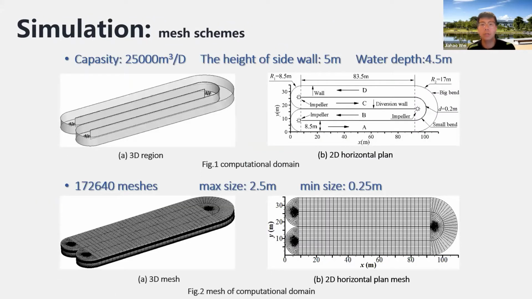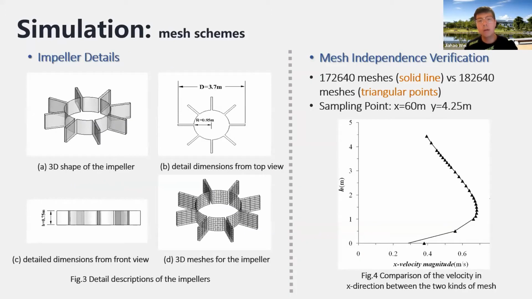Figure 1 shows the details of the calculation region and size information. 3 impellers are installed at both ends of the oxidation ditch. The 3D meshes and the 2D horizontal plane meshes for the computational domain are shown in Figure 2. And the geometry and mesh are generated by the software Gambit. Figure 3 shows the shape information and mesh of impellers.